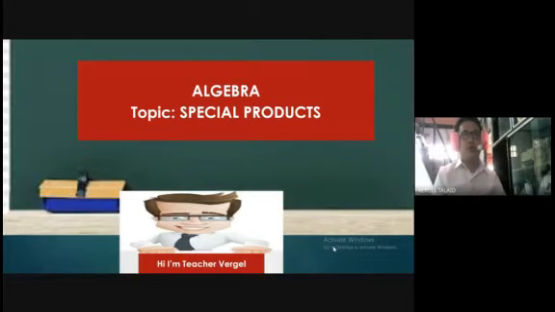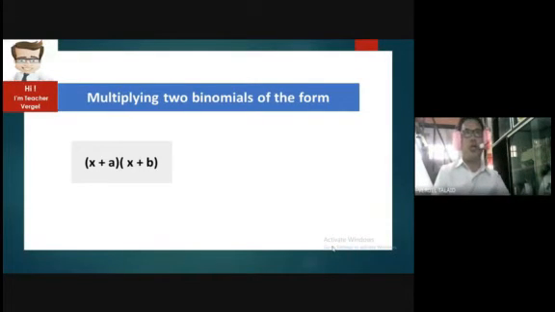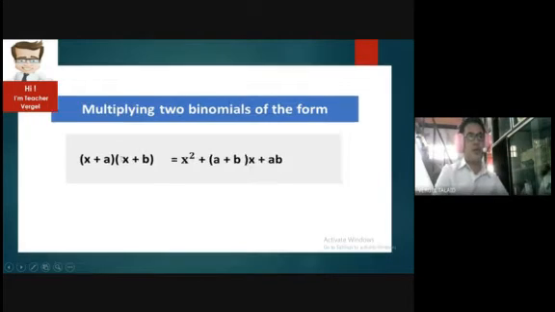Okay, our topic for today is about special products in our algebra. So, multiplying binomial by binomial. If two binomials are of the form x plus a times x plus b, where the numerical coefficient of x is 1 and the exponent of x is 1, then multiplying them is equal to x squared plus the quantity a plus b times x plus a times b.